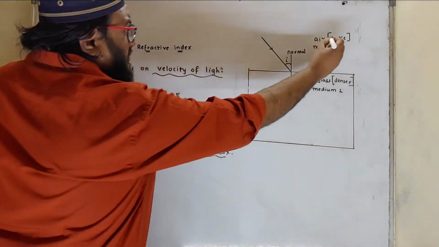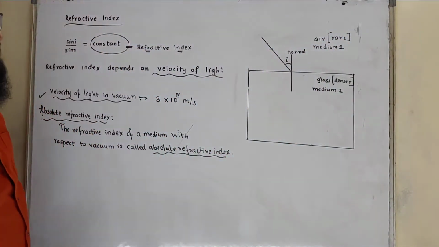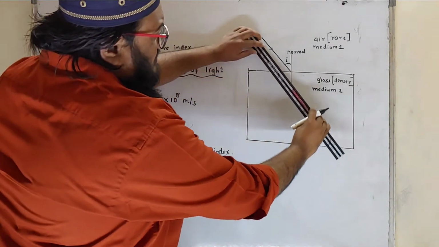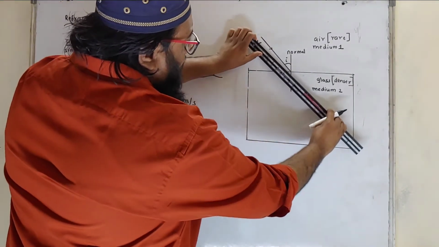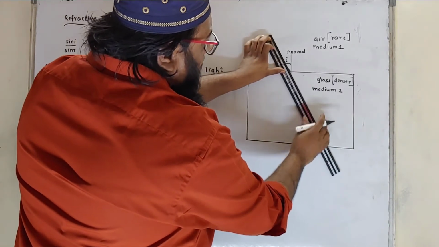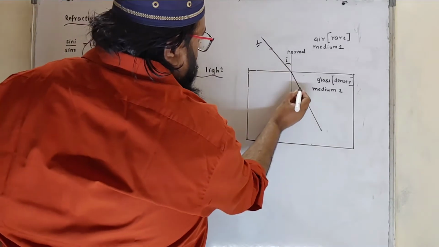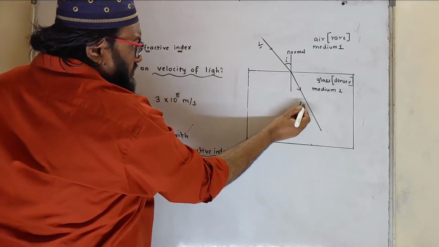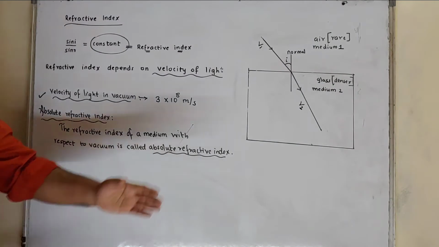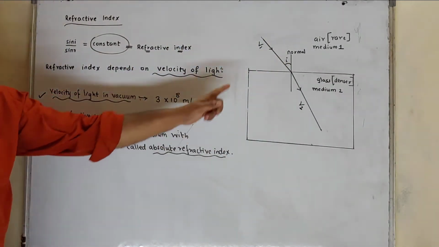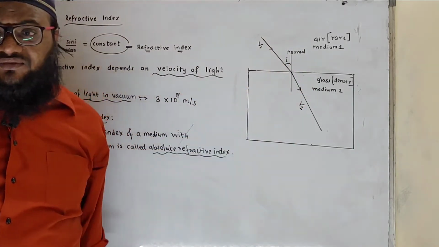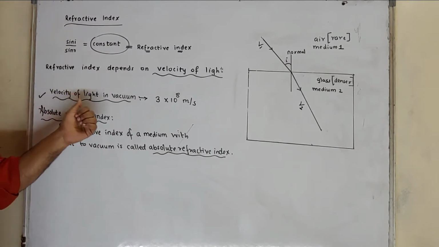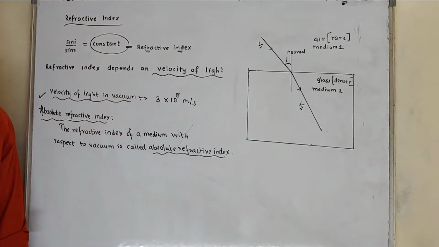Now velocity of light, see air is medium 1 and glass is medium 2. Velocity of light in medium 1 is represented by v1. As we know, when it travels from rarer to denser medium, it will not go straight, it will bend towards normal. So we'll consider velocity of light in medium 1 as v1 and velocity of light in medium 2 as v2, because velocity of light is different in different medium. Velocity of light in air is different, in glass is different, in diamond is different, and velocity of light in vacuum is 3 into 10 raised to 8 meter per second.